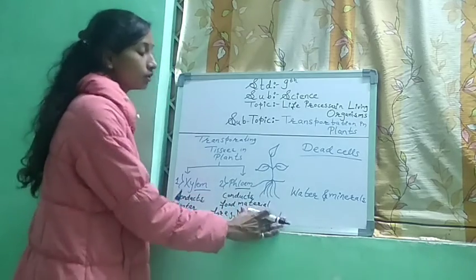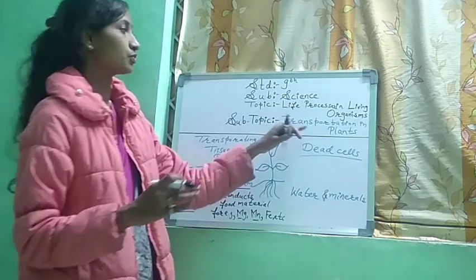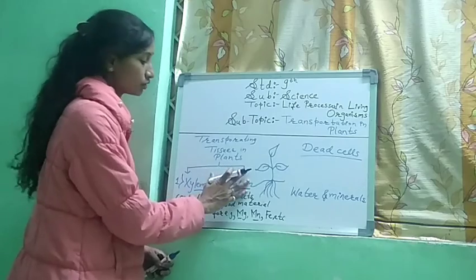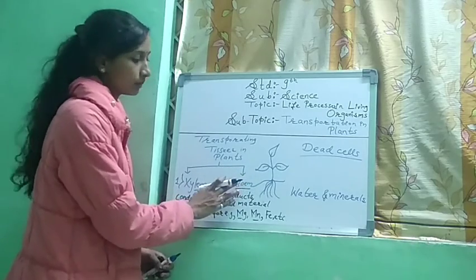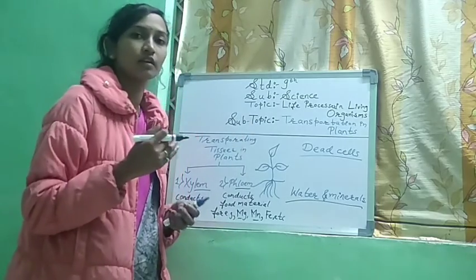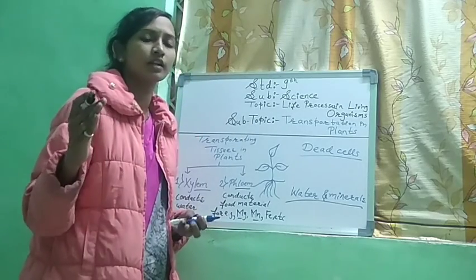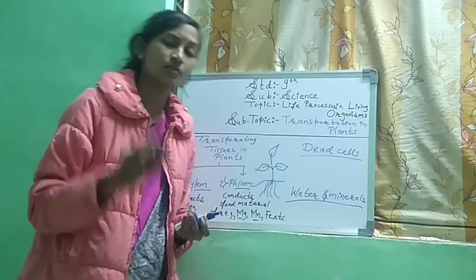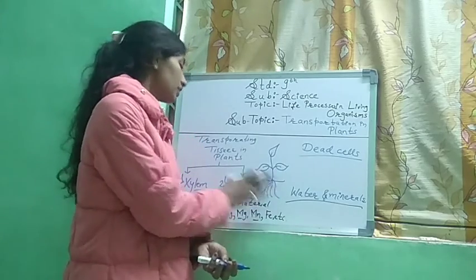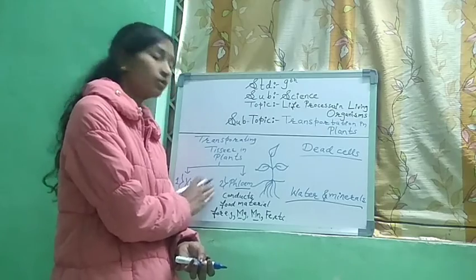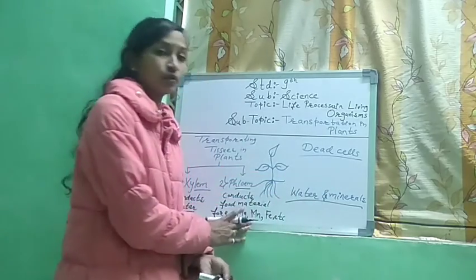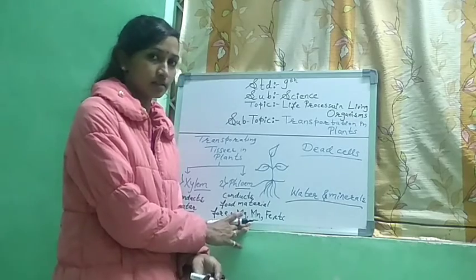Okay, so transportation in plants occurs basically with these two conducting tissues, xylem and phloem. As in our body all the materials are transported with the help of blood, in plants they will be transported through xylem and phloem. This was all about transportation in plants.